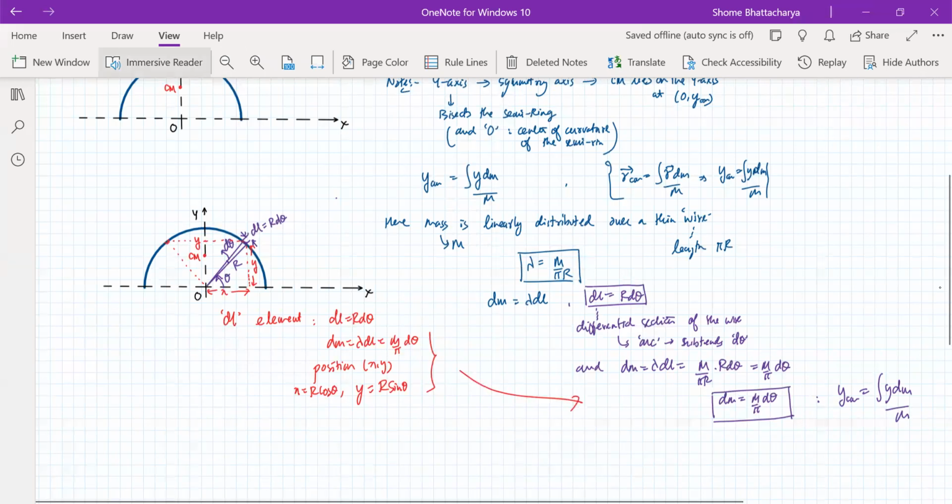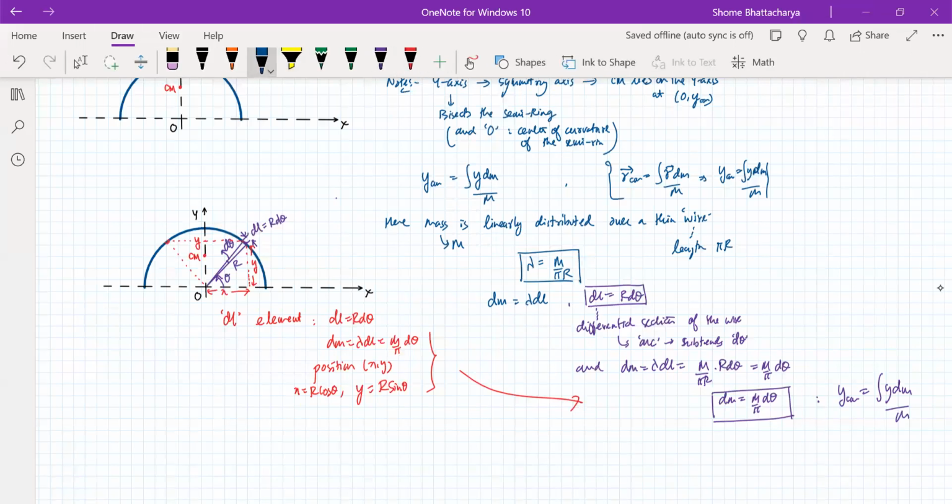So back to the integration part. The y coordinate of the whole system's center of mass is the integration of y dm. So y I am replacing with r sin theta, and dm I'll replace with m upon pi d theta, divided by mass. Now what should be the limits over here? Upper limit and lower limit, what should it be? 0 to 1. Sir, 0 to pi.